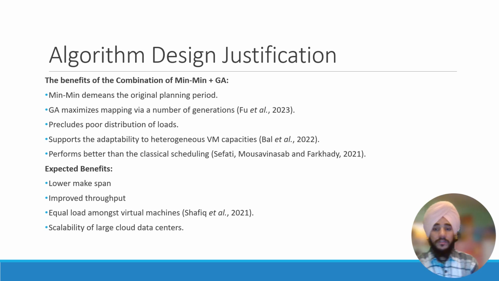Basically, this is the algorithm design justification. Here is the benefit of combining min-min with a genetic algorithm. Min-min saves preliminary scheduling time, providing a solid beginning for the hybrid approach and a basic mapping. Quality is then enhanced with the help of the genetic algorithm, which searches a larger solution space through a distribution and enhances flexibility to non-homogeneous virtual machine capacities.